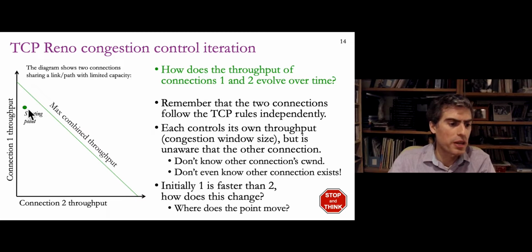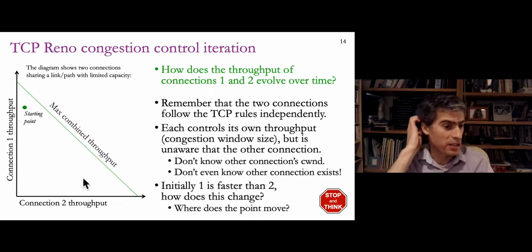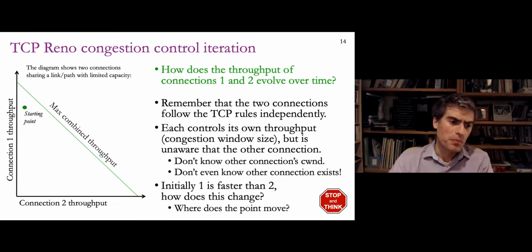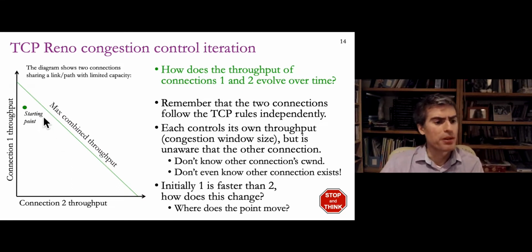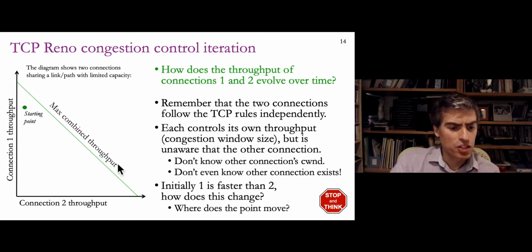So in this particular point that I've shown here in green, connection 1 is operating at a fast throughput because the Y value is high. Connection 2 is operating slowly because the X value of this point is small. So connection 1 is fast, connection 2 is slow. That's how it starts. These two connections are sharing a link or a path that has limited capacity. Let's say it's a constant capacity. That means that the only valid operating points are inside this triangle I've drawn here.